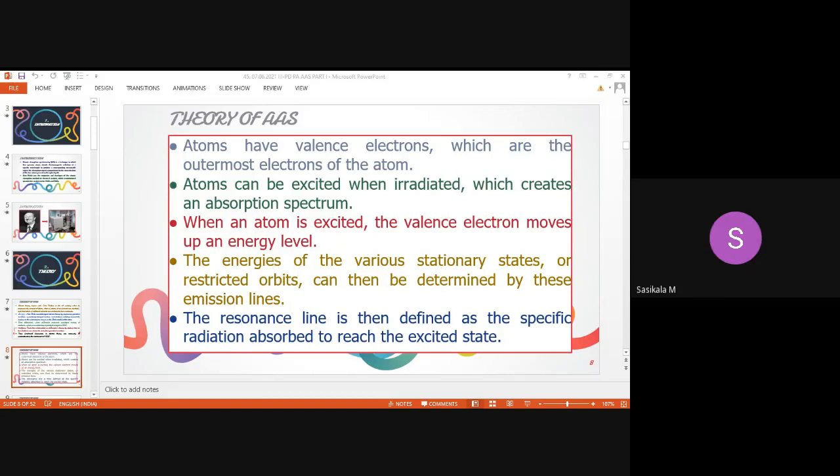Heavy metals, mainly group 1 and group 2 elements. Alkali metals and alkaline earth metals. Alkali metals are sodium, potassium, lithium and so on. Alkaline earth metals are heavy metals like calcium and magnesium. So these are all the atoms.